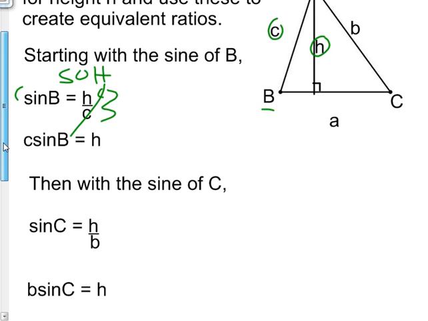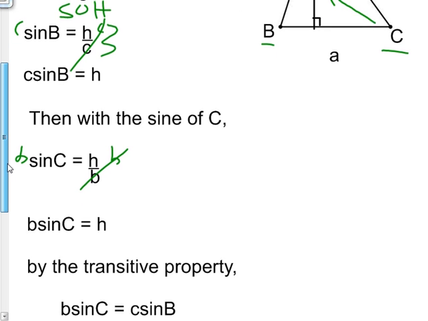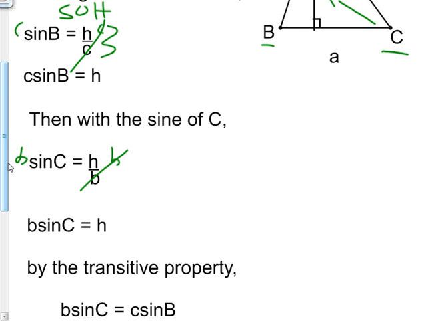Next, I'm going to deal with the sine of C. So here's angle C. Sine C equals h, or the opposite, over b. I can multiply both sides by b to solve for h, which gives b sine C. Then, by the transitive property, because h is equal to c sine B, and h is equal to b sine C, I can set them equal to each other. So b sine C is equal to c sine B.